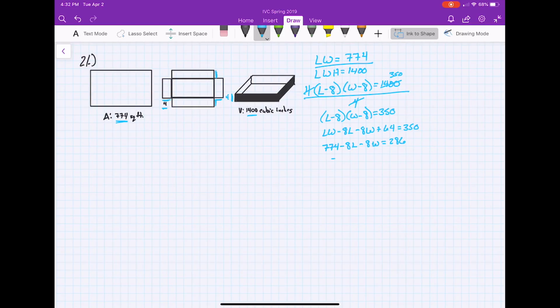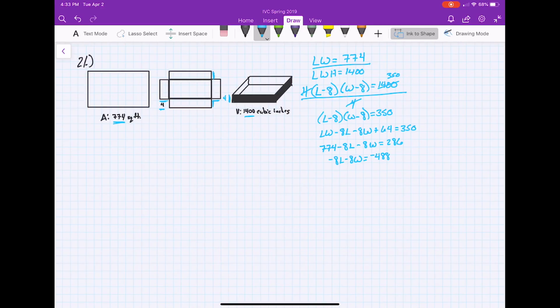Now we're getting close to a formula that we recognize. We have negative 8L minus 8W equals, subtracting the 774, negative 488. Getting really close. We have two 8s here. I wonder if 488 divides by 8. So let's divide this by negative 8. Try and get rid of that negative out front over there. That'll give us L by itself, it'll give us W by itself. And then, sure enough, this divides evenly by 61. So now we have a really nicely reduced volume formula.